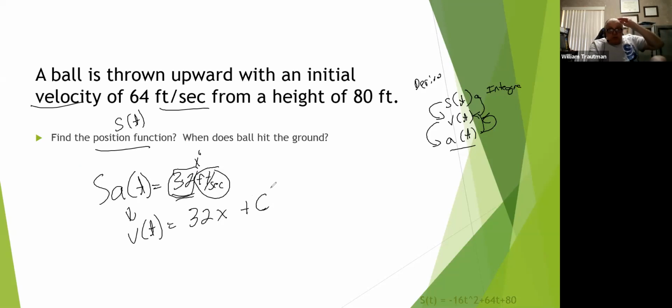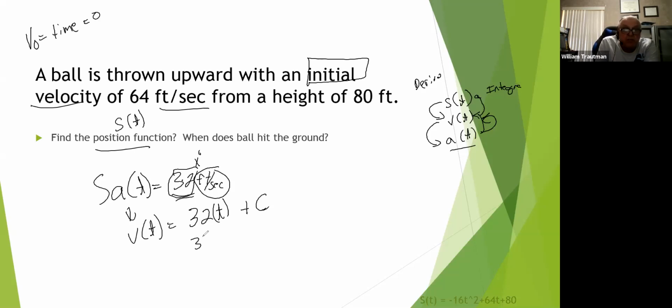Now you've got to be careful. It says a ball is thrown upward with an initial velocity of 64 feet per second. Oh, by the way, this should be a t, right? Because we're talking about time as our variable. Our initial velocity is 64 feet per second. So at time 0, do you see initial? In physics, the way you write initial velocity is v0. That's at time equals 0.